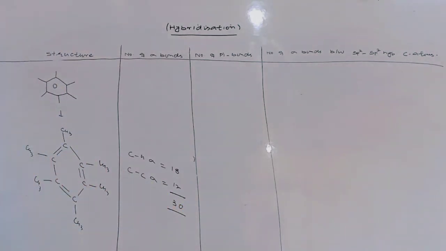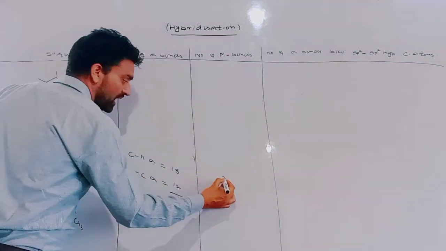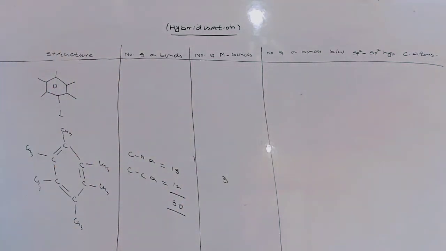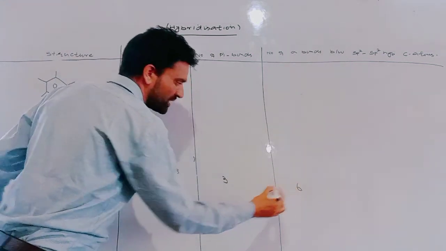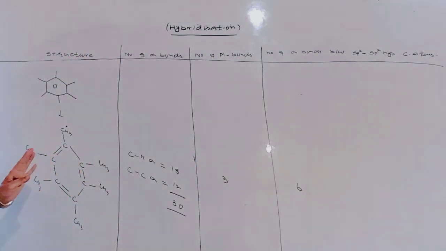You got it? This point. How many pi bonds are present? Only 3. How many sigma bonds between sp2 sp2? sp2 sp2 sp2 sp2 sp2 sp2. Why? Because in benzene each carbon is sp2 hybridized, and we have to mention this sigma only, not this sigma, because it is sp3. How many sigma? They are 6. Is there any confusion in this? Clear? Note this, I will give another such example.